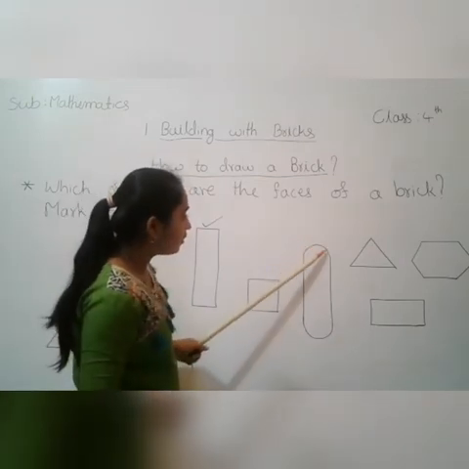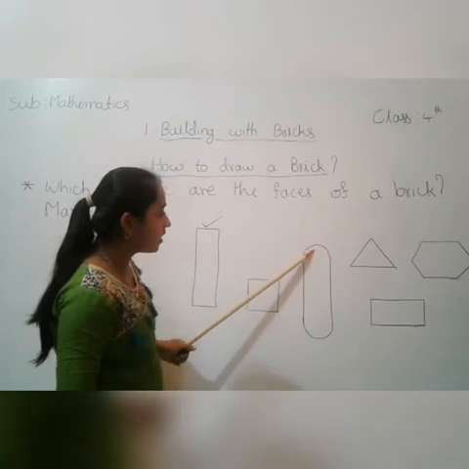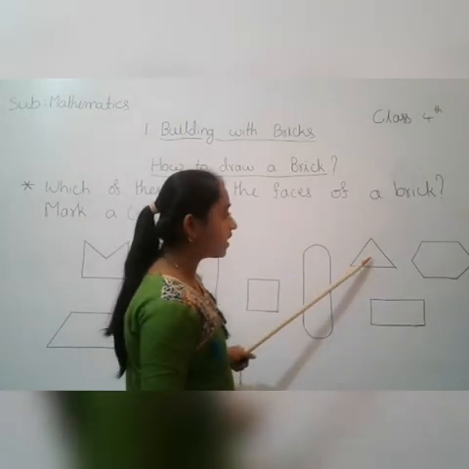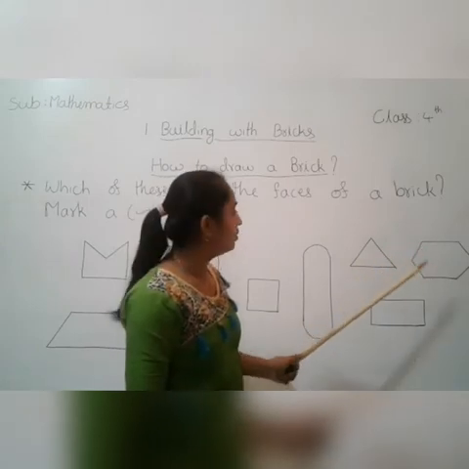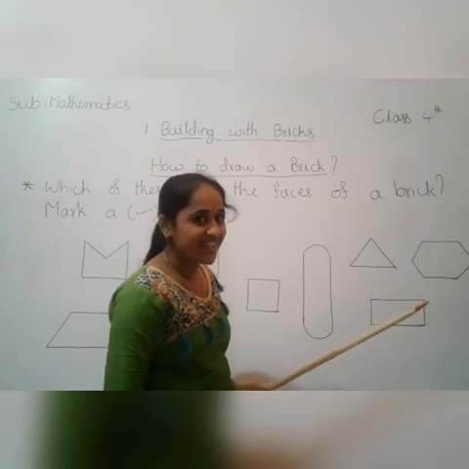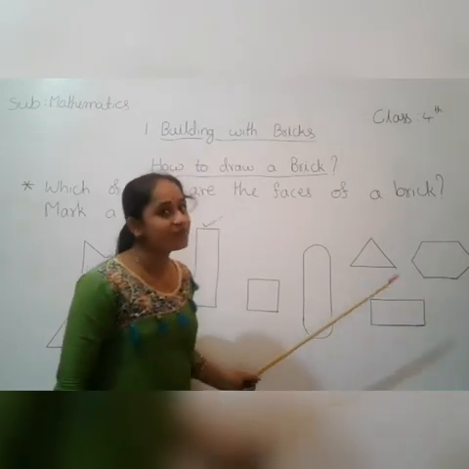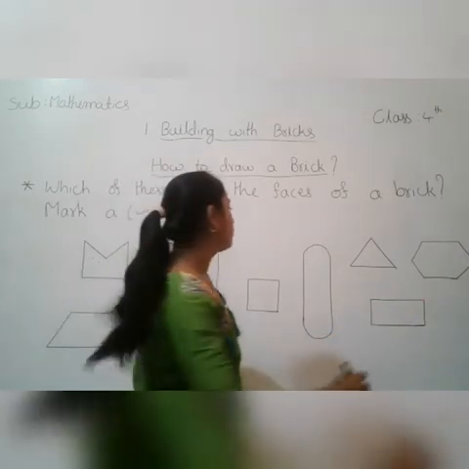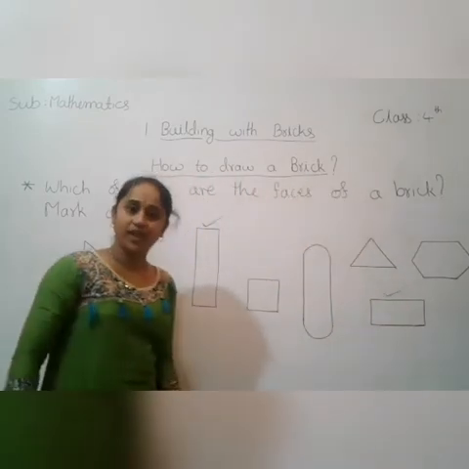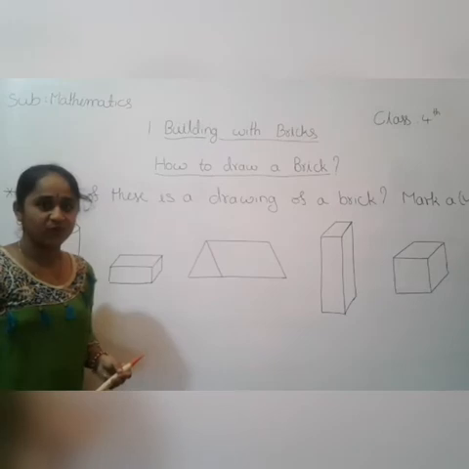This also is not. Why? Because this is a curved face. This is a triangle. This is also no. This one also no. This one? Yes, this is one face of the brick. So we have to do a right mark on this one. Okay, can you understand? Now the next question.